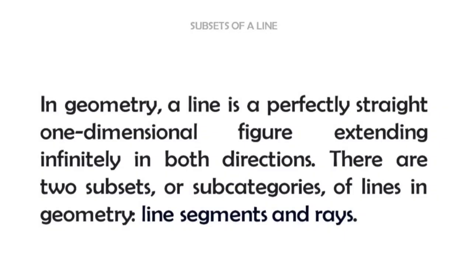In geometry, a line is a perfectly straight one-dimensional figure extending infinitely in both directions. There are two subsets or subcategories of line in geometry. The subsets of a line has two subcategories, which is the line segments and rays. We will tackle these two subcategories a little bit later.